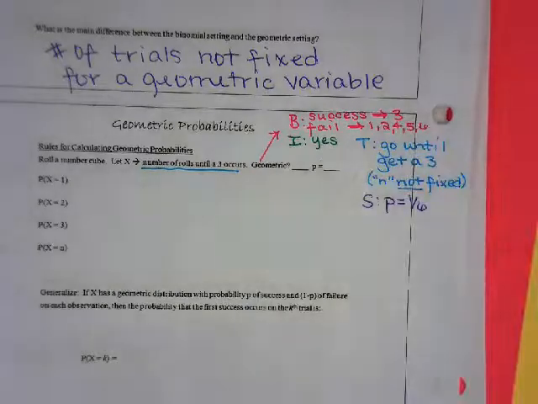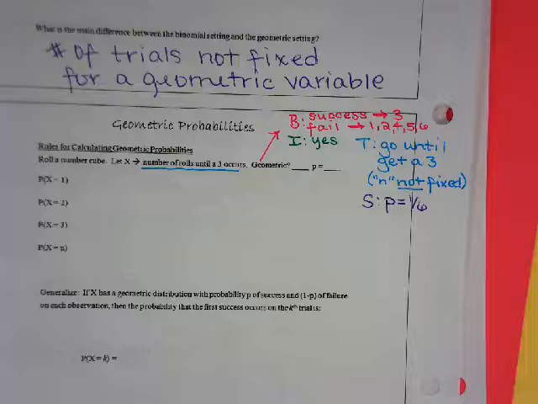What's not fixed? I'm going to keep rolling the die until I get a 3. So it could take 1 roll, it could take 3 rolls, it could take 100 rolls, because I can't really know how many times it'll take before I roll a 3. And it could be different each time I do this experiment. Sometimes it could take 5, the next time it could take 1.